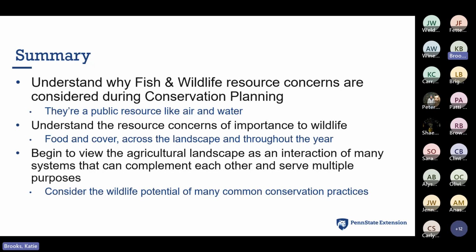And then to begin to look at the agricultural landscape as an interaction of many systems that could complement each other and serve multiple purposes. So we went over a bunch of conservation practices that could be used in a conservation plan, and just to start to think of what small changes can be done to increase wildlife habitat and diversity that also work within the farm system.